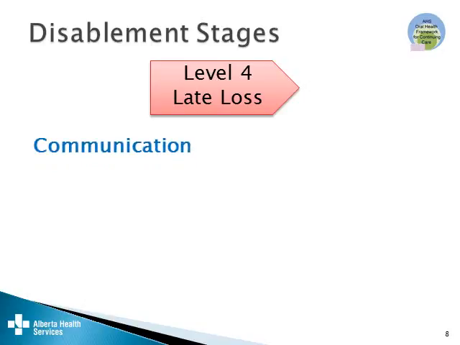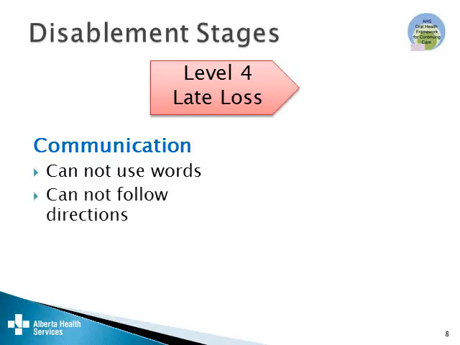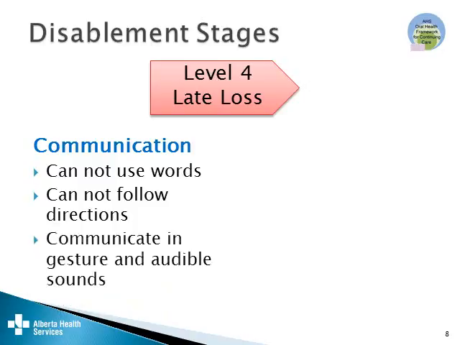During the Level 4 or late loss stage of the disablement process, oftentimes people become nonverbal and completely lose the ability to communicate. Communication is often limited to visual or sensory: sight, touch, and sound. The tone of voice and touch of the hand is very important to set the atmosphere. A gentle voice and touch to the face can go a long way to relax the resident.